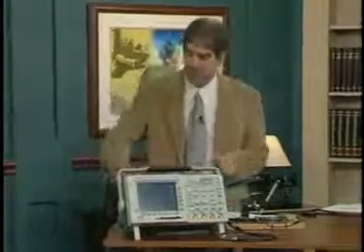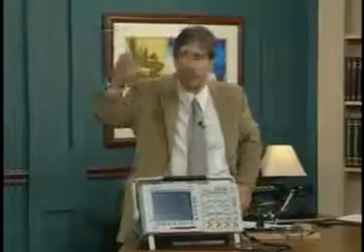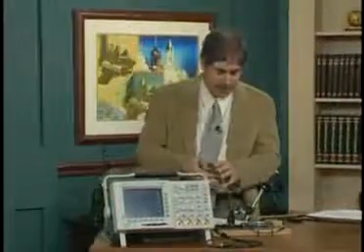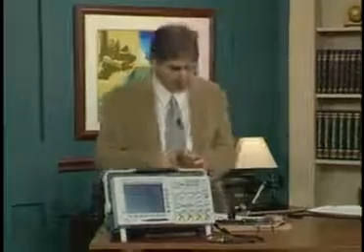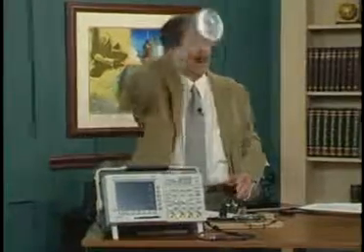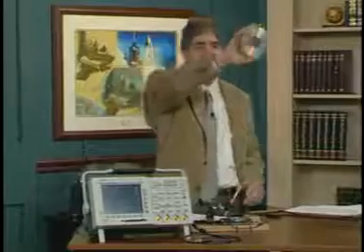So it's the number of those pits that you can cram in that determines that we can store about 74 minutes of music on a typical CD, and we can store about 640 million bytes of computer information on basically the same CD.